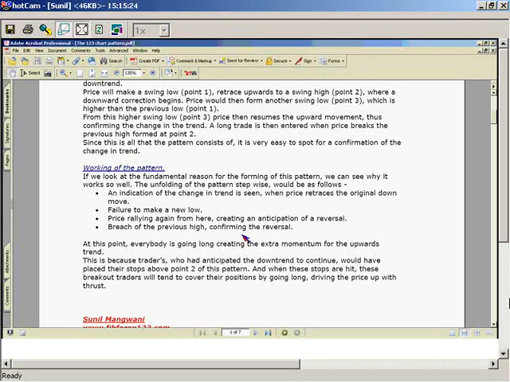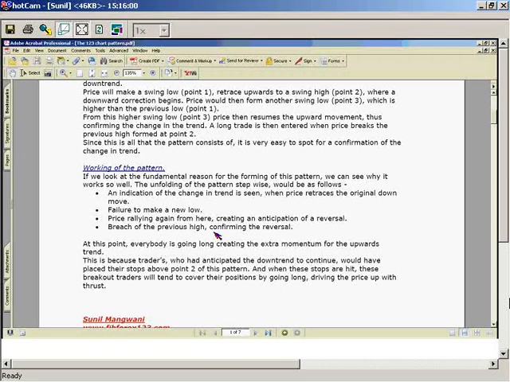Now price rallies again from here, creating an anticipation of the reversal. You're still anticipating the breach of the previous high, that is the point 2, that confirms the reversal. Now what happens at the breach of this high? Everybody starts to go long, creating extra momentum, and price develops a lot of momentum. Two reasons. Again, coming down to the psychology of the market. You must understand how a trader thinks, how you would think.